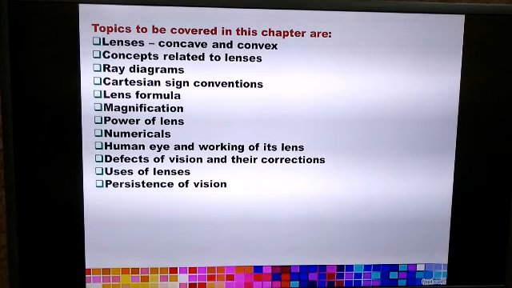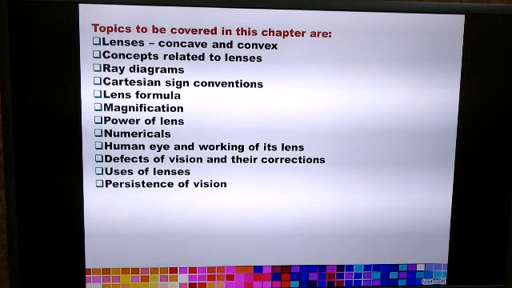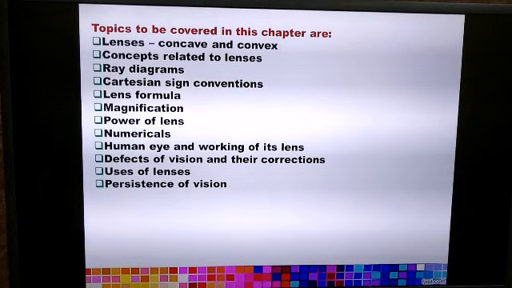We will solve numericals. Once again, I will try to solve the numericals in between as we are completing the topics. In the next part of the chapter, we will study the working of human eye and also the working of its lens. We are going to study the different defects of vision and how these defects can be corrected. We will study the uses of lenses and finally we will see what is meant by persistence of vision.